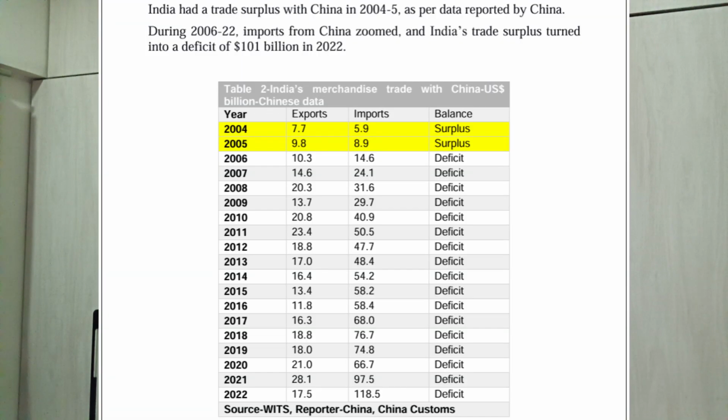Similar trend has continued during the period April 24 to September 24. Also, there was a big increase in imports in most of the product categories. This was not the case 20 years back. In the years 2004 and 2005, India had a trade surplus with China. However, in the last 20 years, the scenario has completely changed, that is reversed.